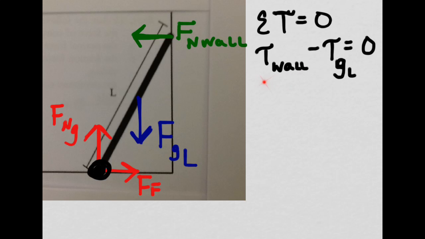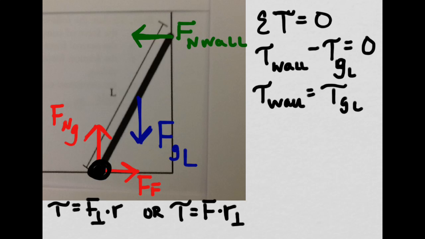Why did I make this positive? Because this torque would cause this beam to rotate counterclockwise. Counterclockwise is a positive torque by convention. This torque would cause the beam to rotate clockwise. Clockwise is a negative torque by convention. So obviously these torques have to be equal. I want to fill in what these are equal to.